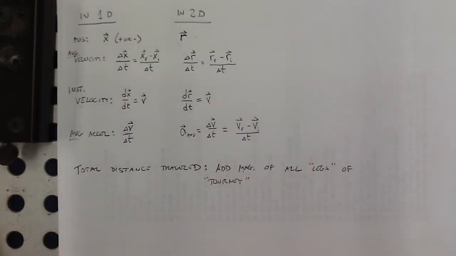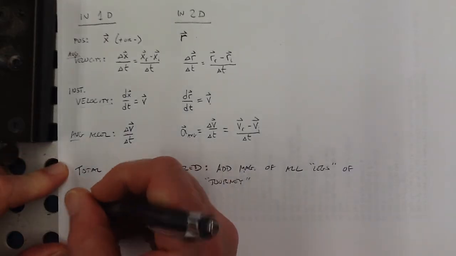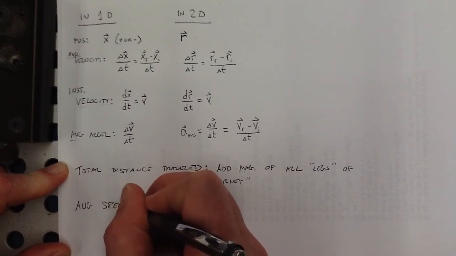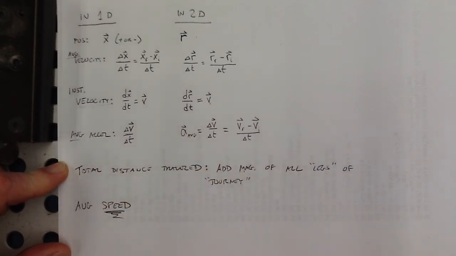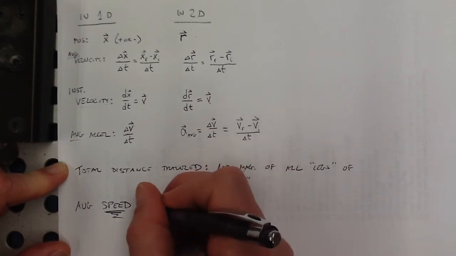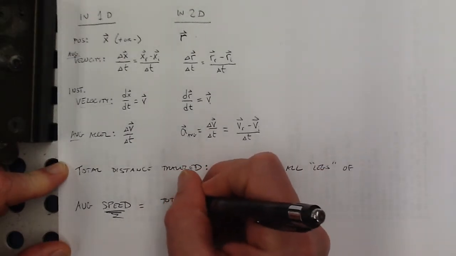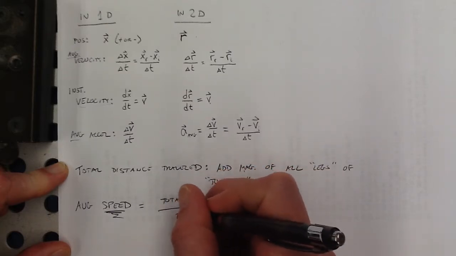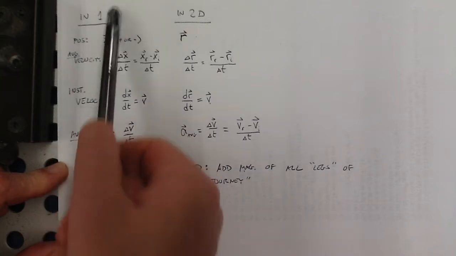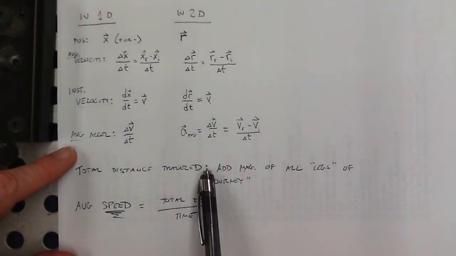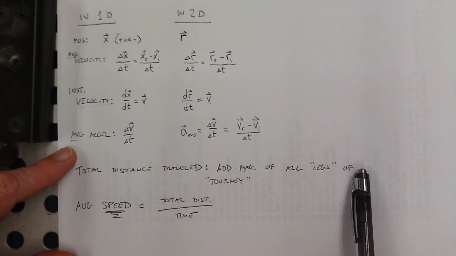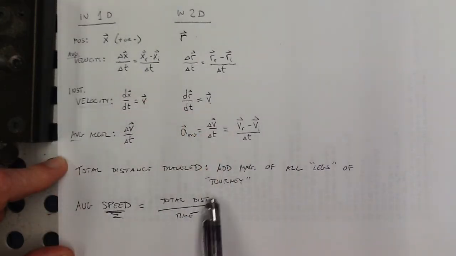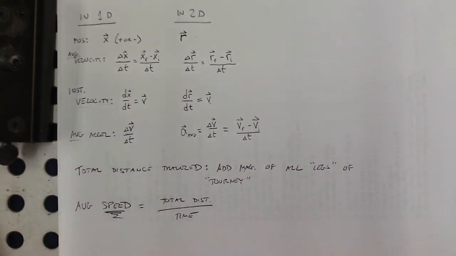And let's see, if you wanted to find your average speed, not your average velocity, then that is total distance divided by your time, which is exactly what it was in one dimension. It's just that to find total distance, you have to add all these magnitudes, which is really what we did here. It was just easier in one dimension, and then average speed, total distance over time.